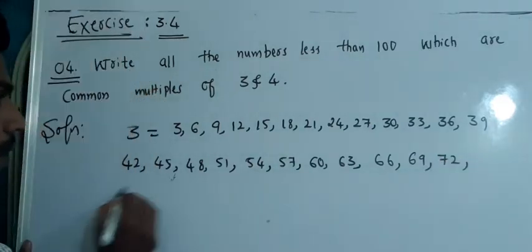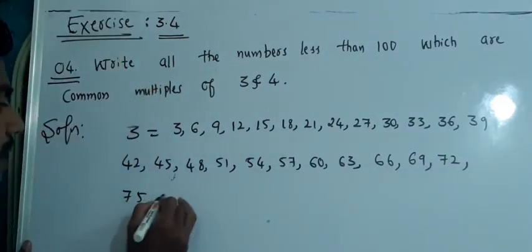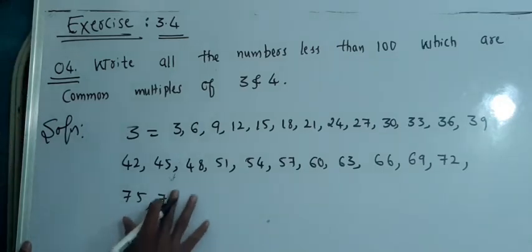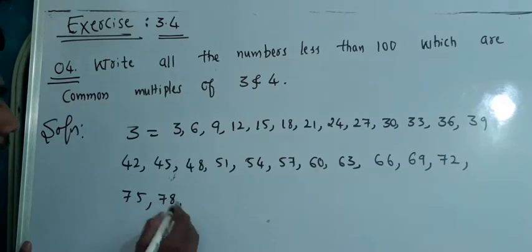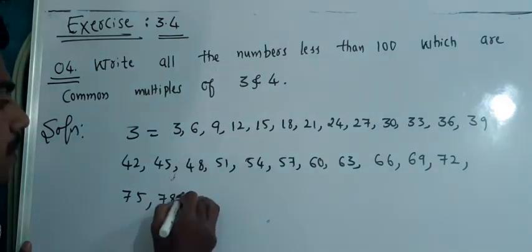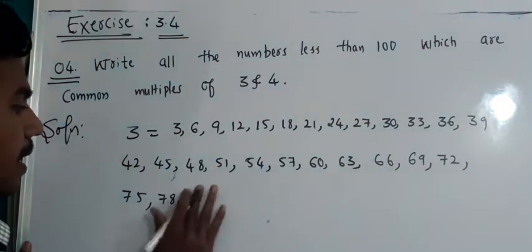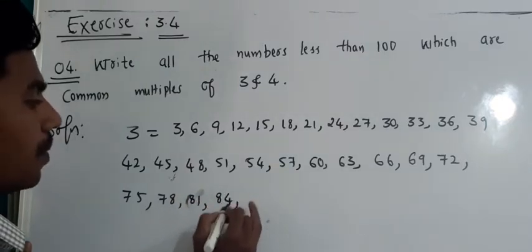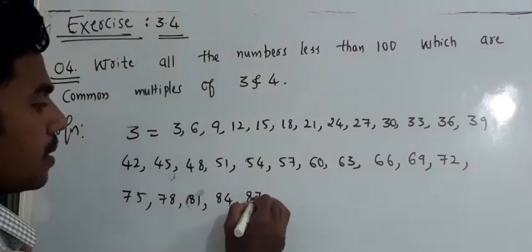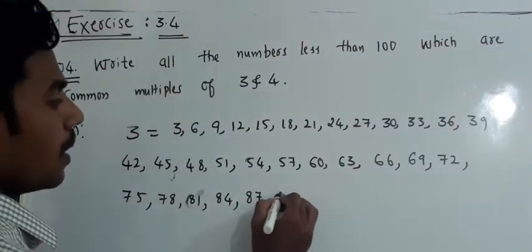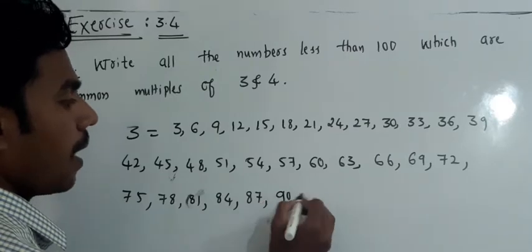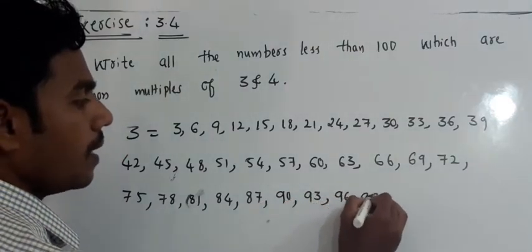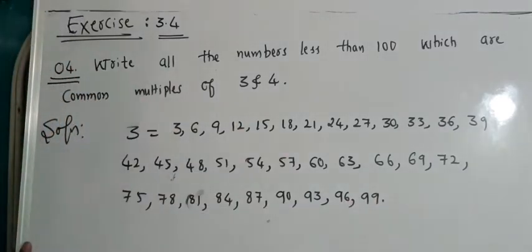72, 75, 78, 81, 84, 87, 90, 93, 96, 99. These are the multiples of 3 which are less than 100.